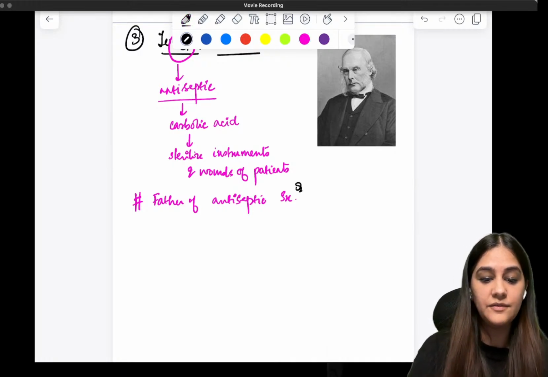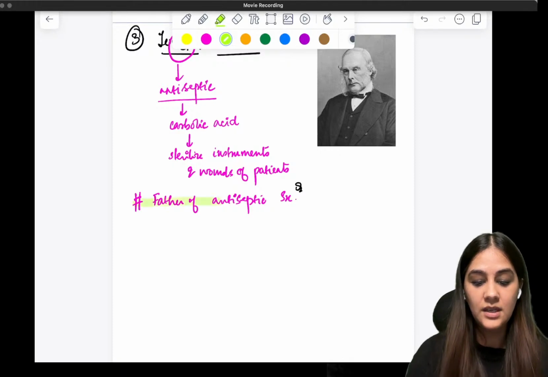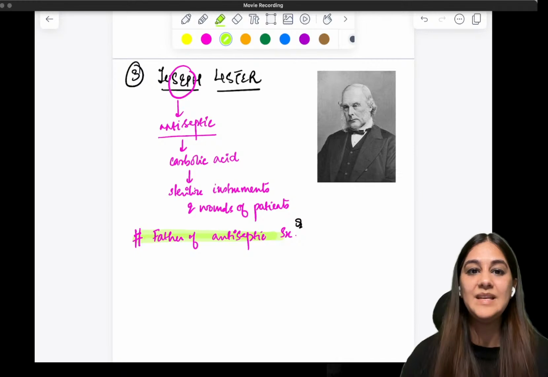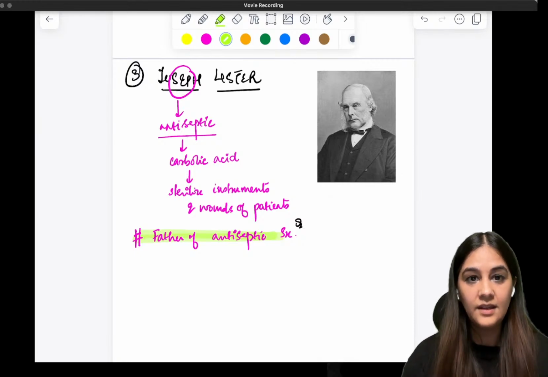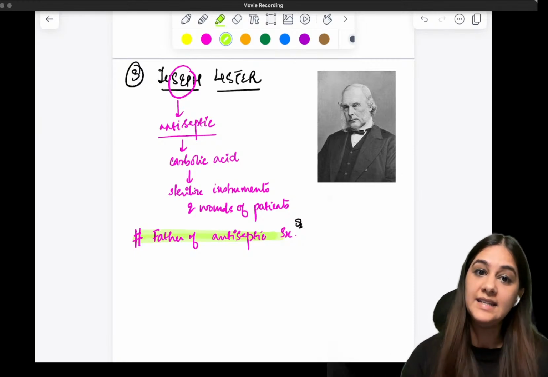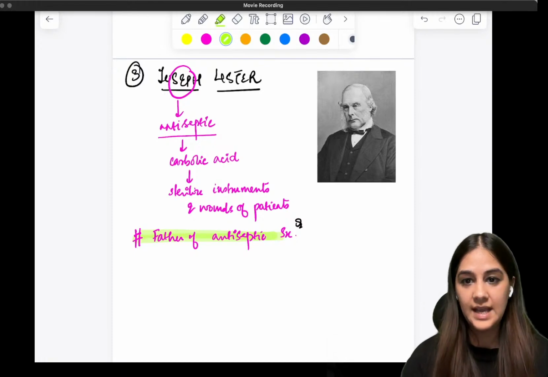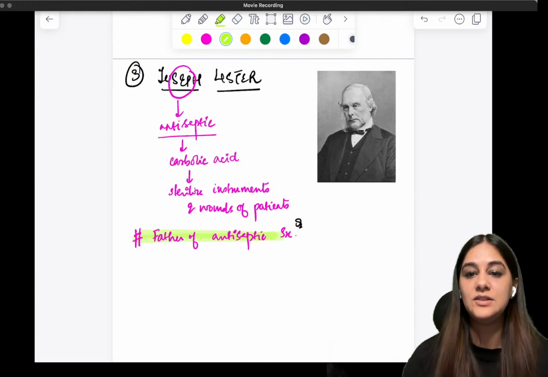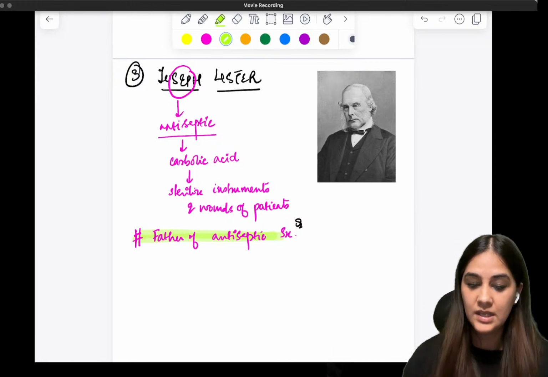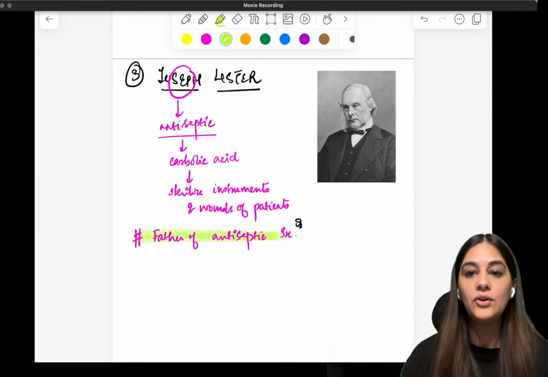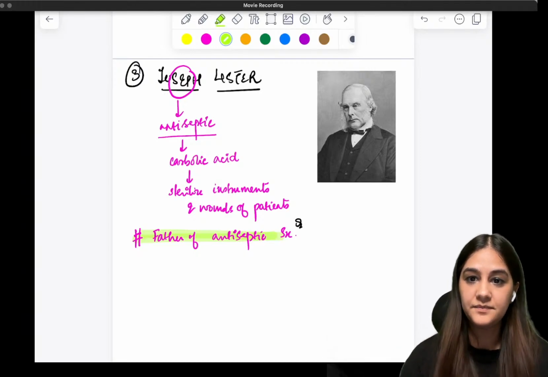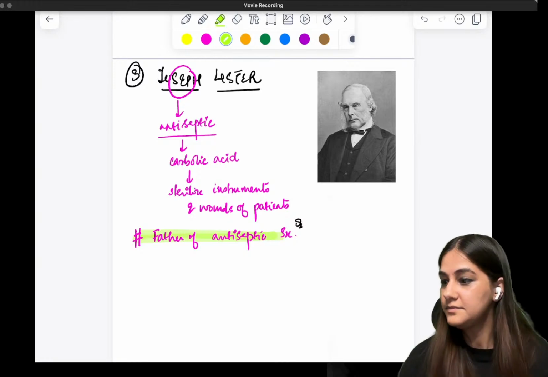Who is known as the father of antiseptic surgery? It is Joseph Lister. How do you remember it? SEP for septic, right? So he gave an antiseptic, that means carbolic acid, and he was using this carbolic acid to sterilize the instruments and wounds of patients. So because of him, a lot of the infections that were happening in patients decreased. Understood?